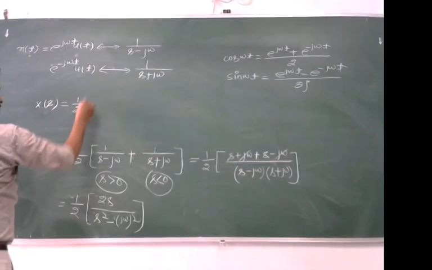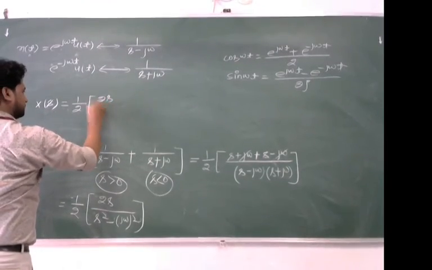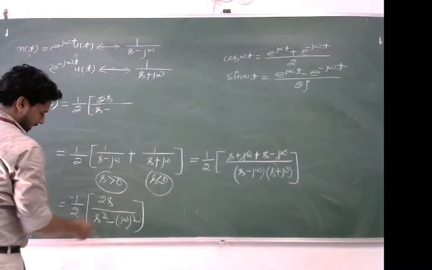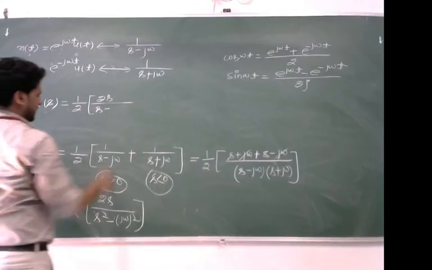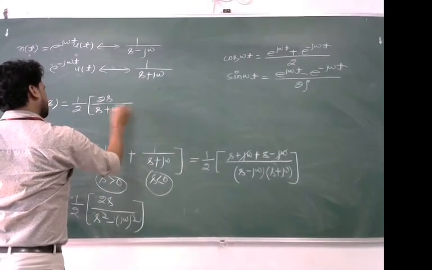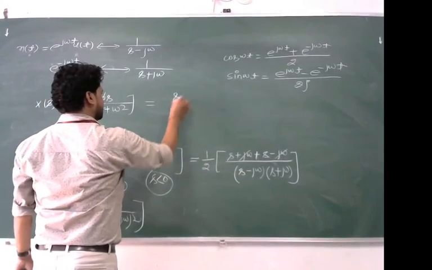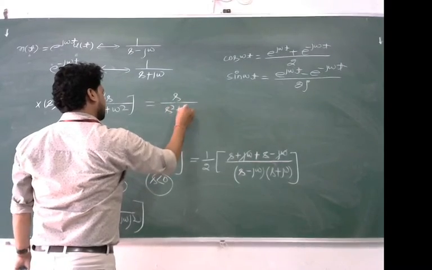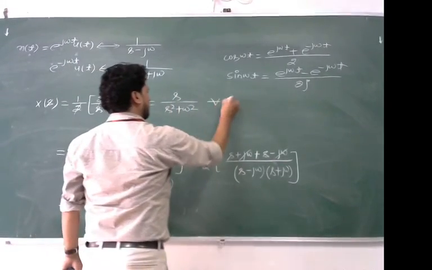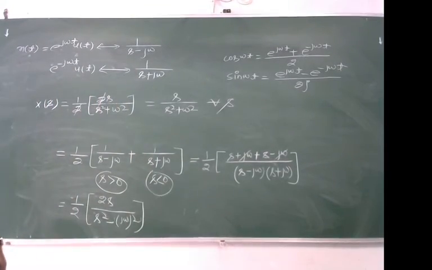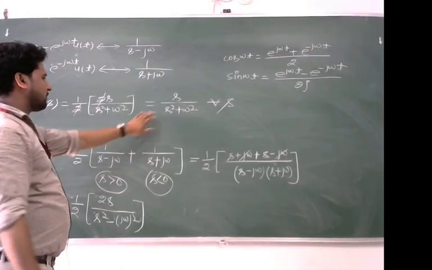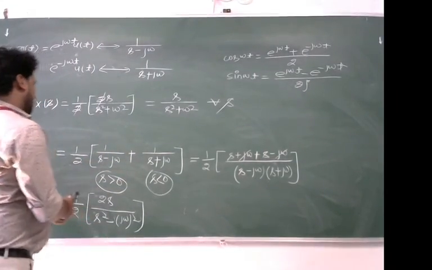So 1 by 2 into 2s upon s square minus this j square omega square, which will become minus omega square, meaning s square plus omega square, and this 2 and 2 will get cancelled. This will become s upon s square plus omega square for all values of s. So by using these two standard relations, we can find the Laplace transform of cos of omega t as s upon s square plus omega square for all values of s.